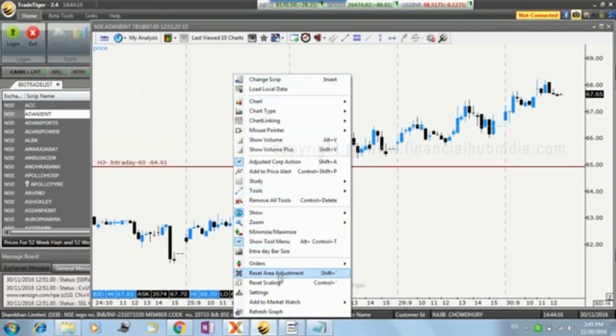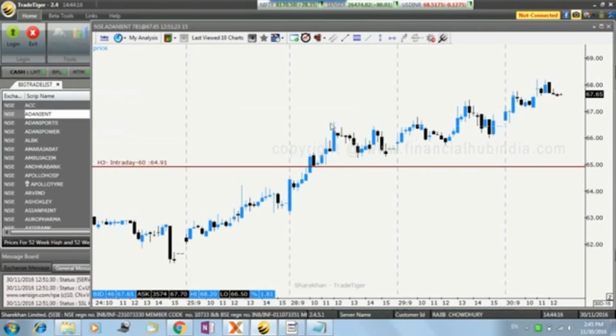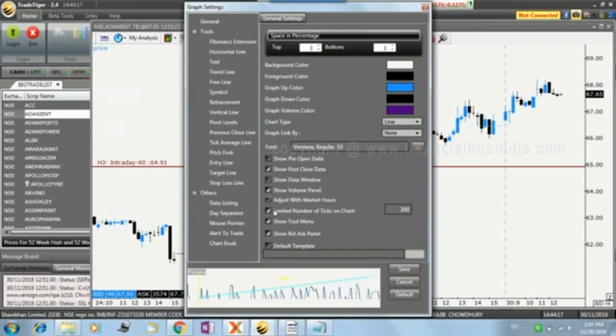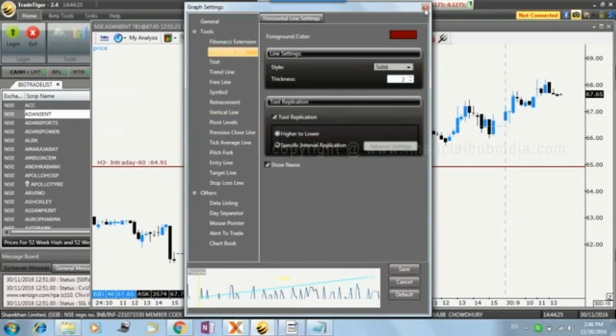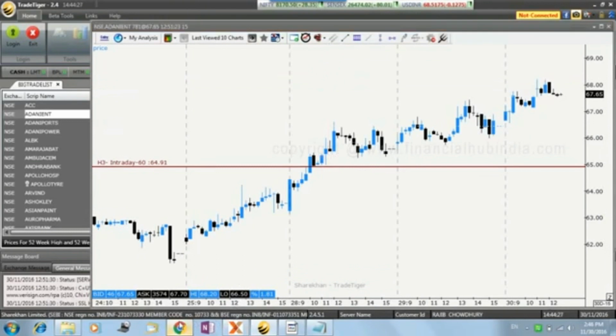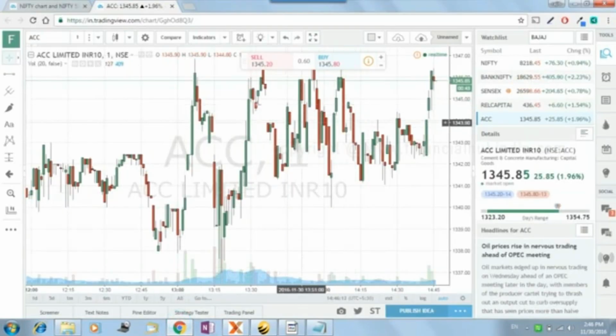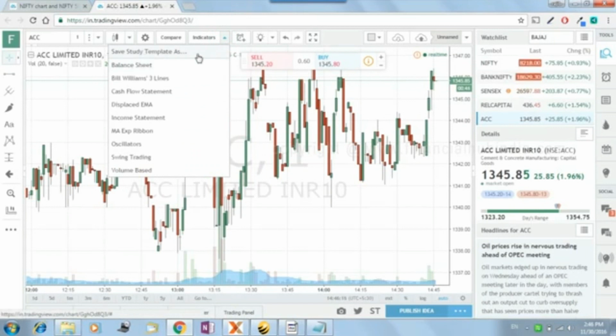In Trade Tiger, you can go to settings and make changes to the candle settings, the bar settings, everything. Right click and go to settings, and under background color you have the up and down colors, the vertical line and horizontal line colors, and everything. In TradingView, where are the indicators? Here is the indicator. There are a few, actually not much.